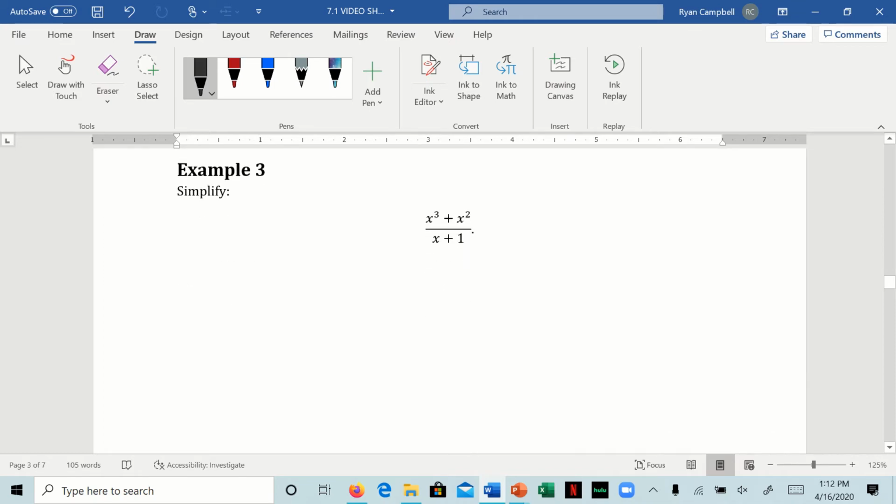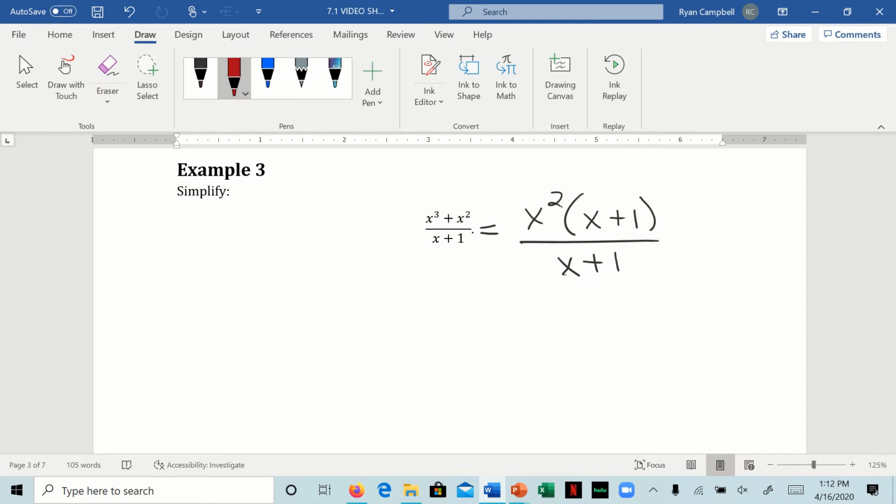Number 3. All right. So what can we take out of the top? We can notice that there is an x squared in common with both of them. So you can take out an x squared, and you're left with x plus 1. In the denominator, there's nothing left to take out, so you just have x plus 1.